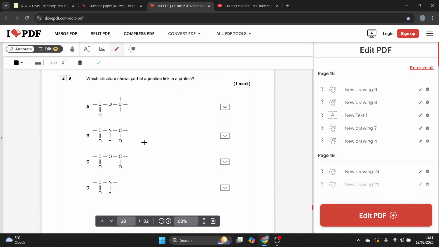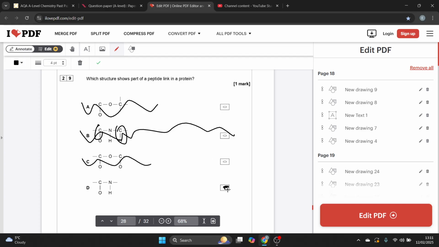Which structure shows part of a peptide link in a protein? Not A. It's going to be D, because it's definitely not going to be A or C. I know it's C double bond O and NH, but in this case, I've got two C double bond O's. That's not part of a peptide link in a protein. It's going to be D then. C double bond O, and then you've got your NH.